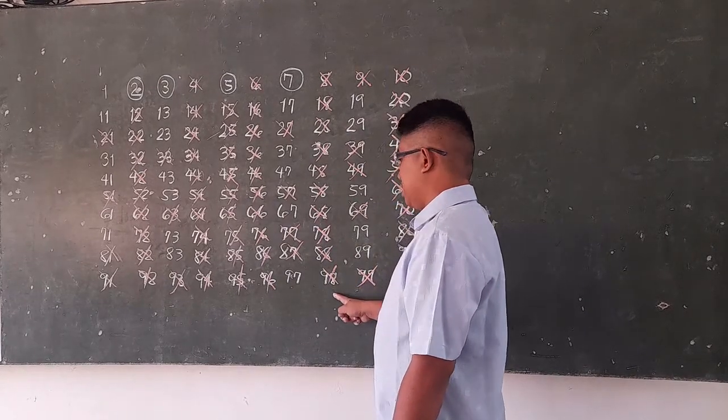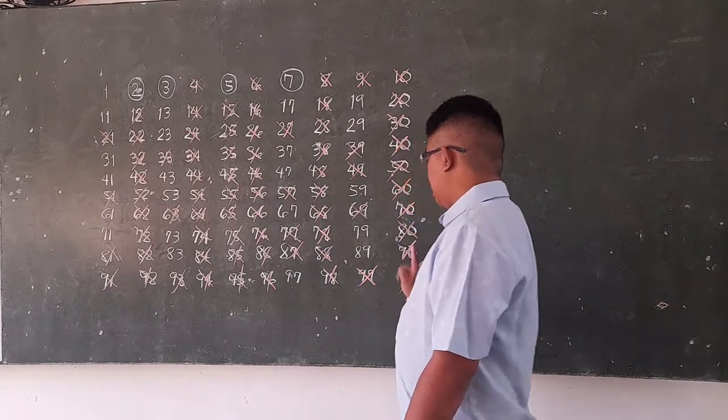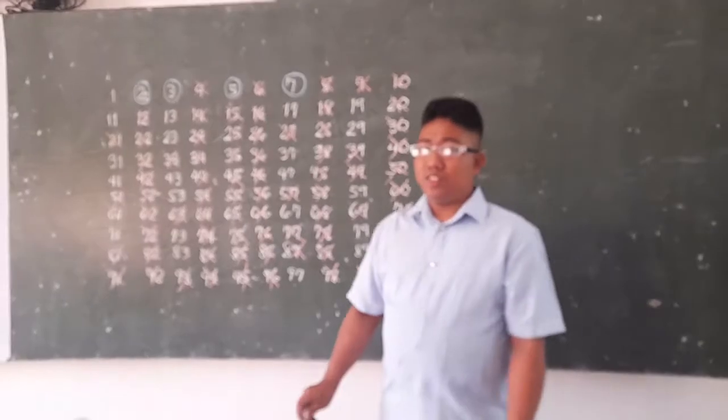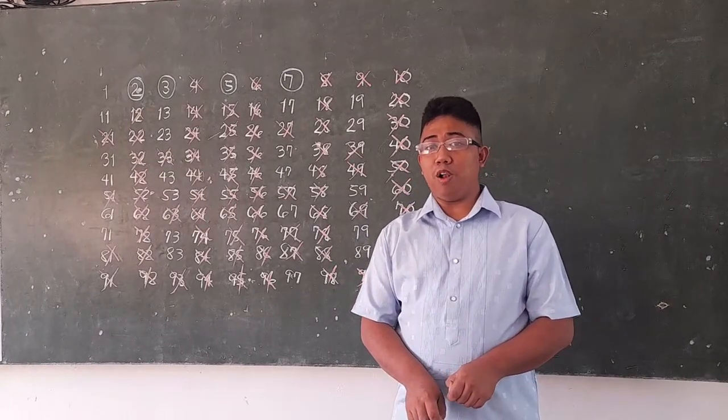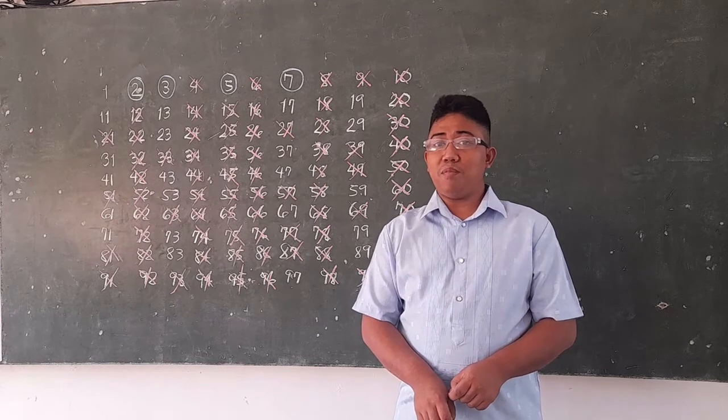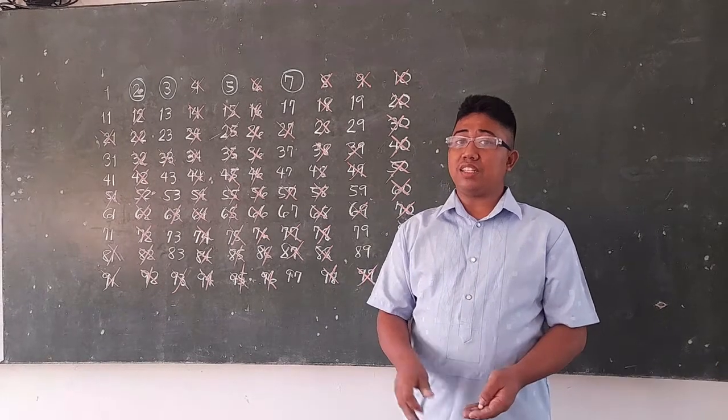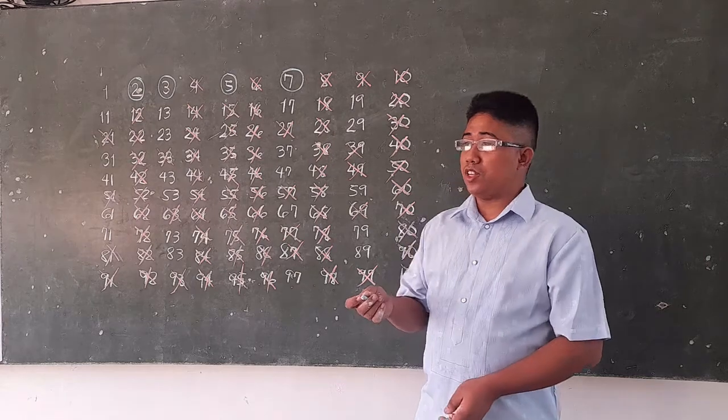91 plus 7 is 98, plus 7 is 105. So that is until 100. So we have already crossed out all the multiples of 7. The remaining here, that is all the prime numbers.